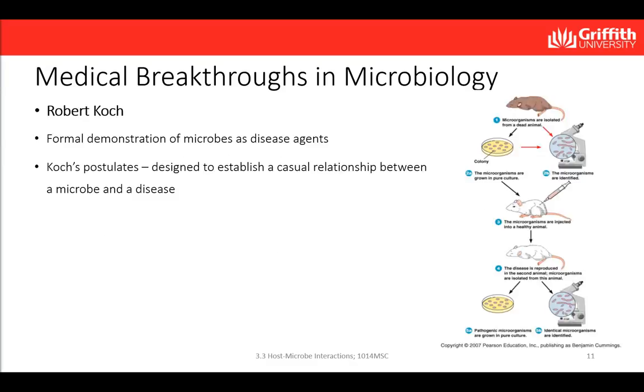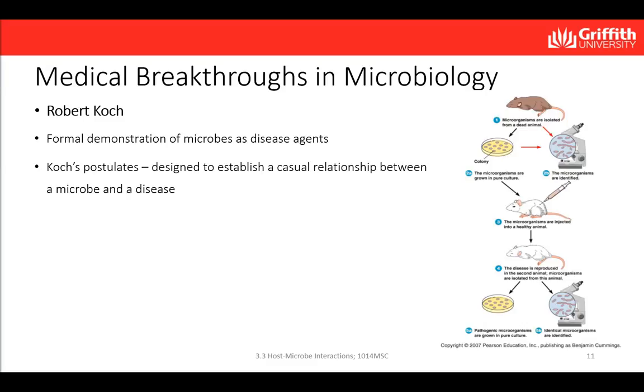Robert Koch was the first to demonstrate that microbes caused disease. He demonstrated that tuberculosis, cholera, and anthrax were each caused by different bacteria. Koch proposed 4 postulates, which are considered as the gold standard in establishing a causal relationship between a microbe and a disease.